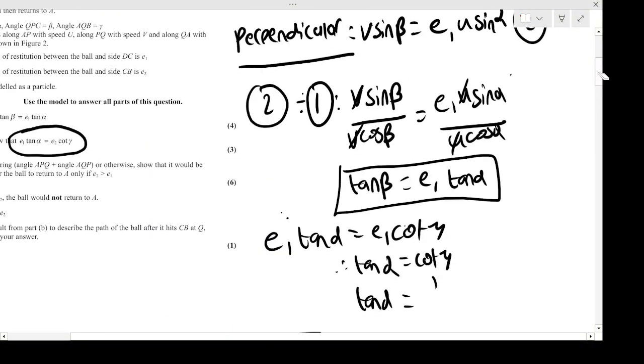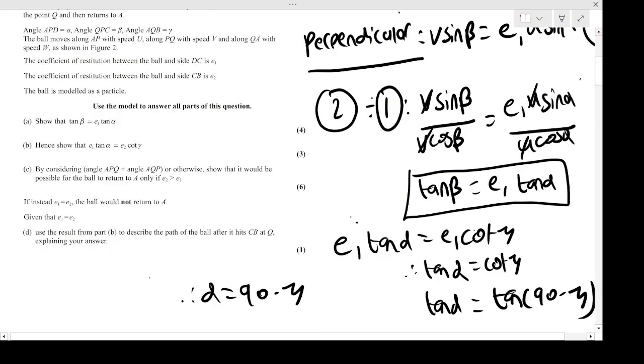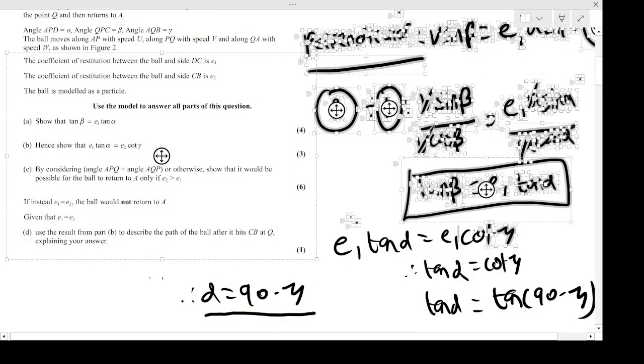And now hopefully you can see we can compare and equate the angles. So therefore alpha is 90 minus gamma. And there we are. Right, so I've got the angles then. But then how can I use that to describe the path of the ball? So sort of the direction of it, right?